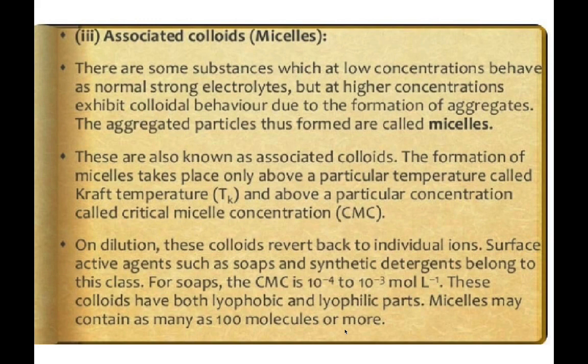We have a third type, associated colloids, known as micelles. Some substances at lower concentration behave like normal strong electrolytes, but at higher concentration they show colloidal behavior because of the formation of aggregates. These aggregate particles formed are known as micelles. These are also known as associated colloids, and the formation of micelles takes place only above a particular temperature. That temperature is called the Kraft temperature, Tk, and above a particular concentration, which is known as the CMC or critical micelle concentration. When you dilute this, the colloids will come back to individual ions.